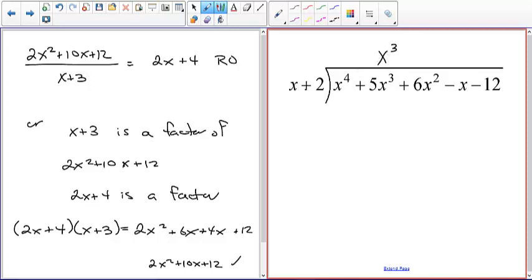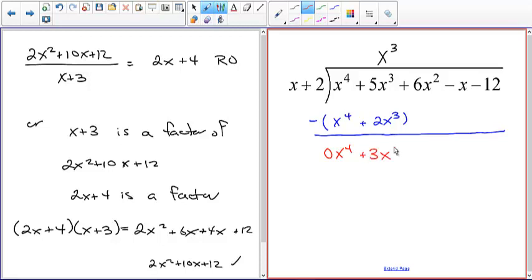Now I carry out the multiplication. So x cubed times x is x to the 4th. x cubed times 2 is 2x cubed. I subtract those 2. So x to the 4th minus x to the 4th is 0x to the 4th. 5x cubed minus 2x cubed is 3x cubed. Bring down the next term.